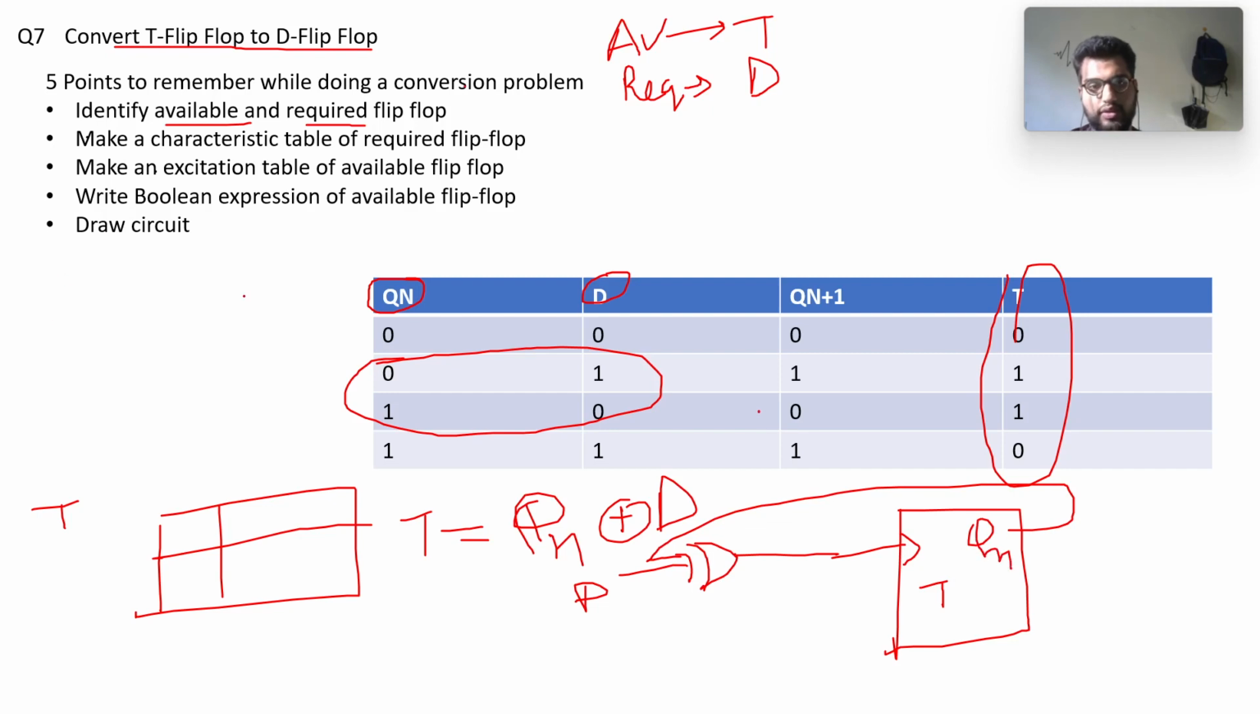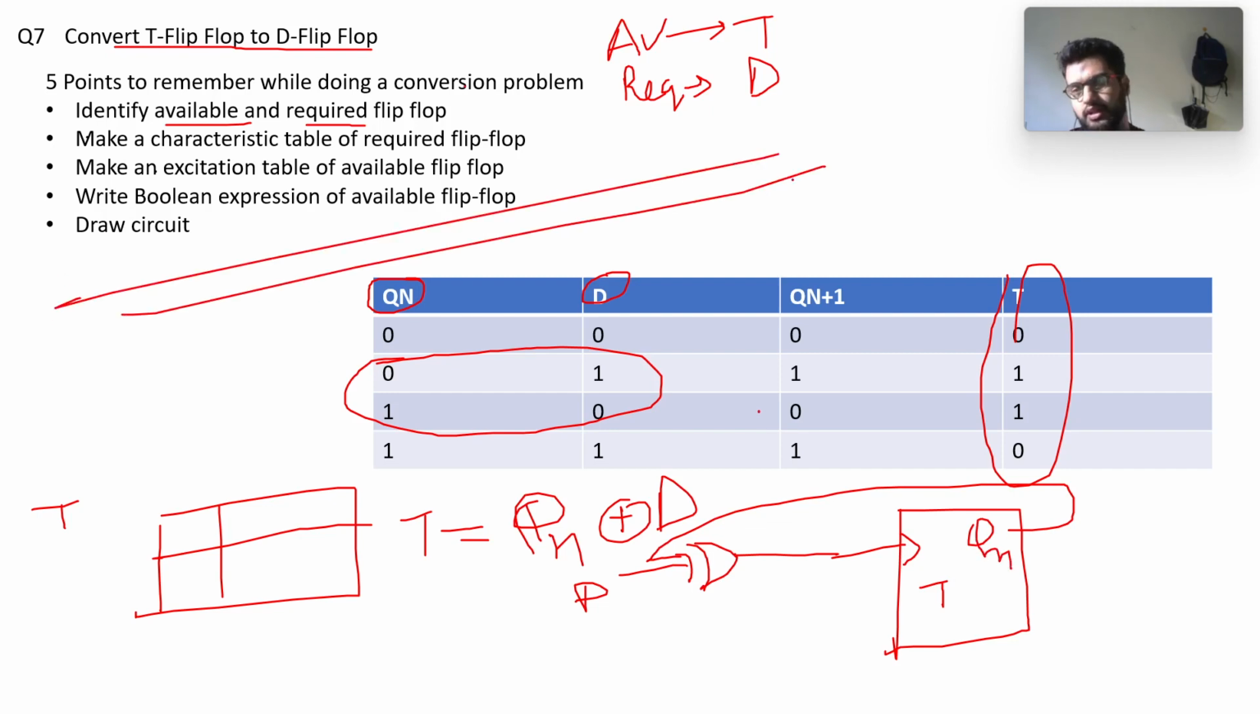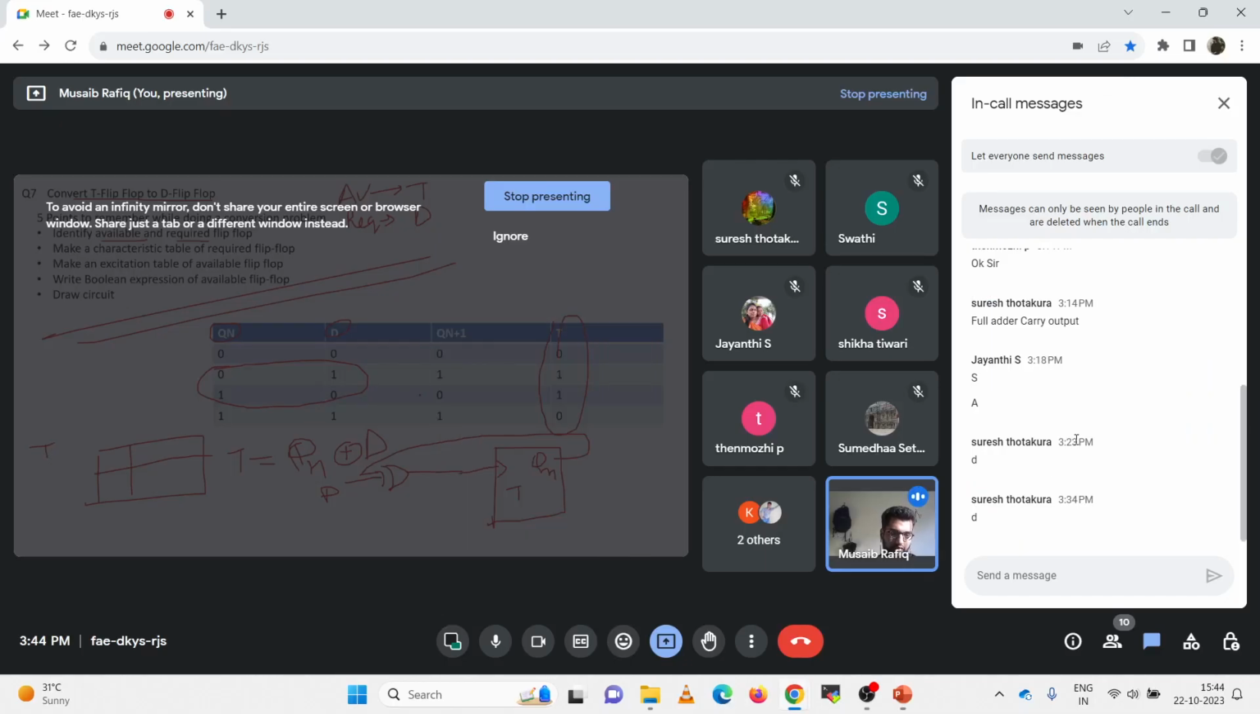So in this way you can always approach a conversion problem of the flip-flops, where one flip-flop is made available to you and you need to convert that flip-flop to other flip-flop. So this was just a brief overview of these conversion problems. Using this, you can always do other problems as well.